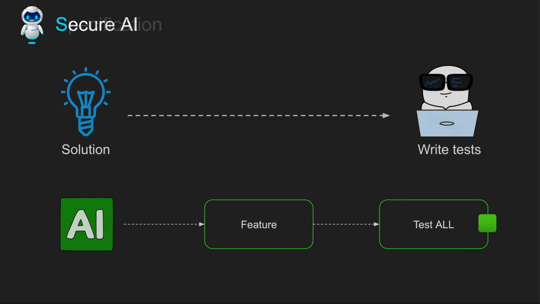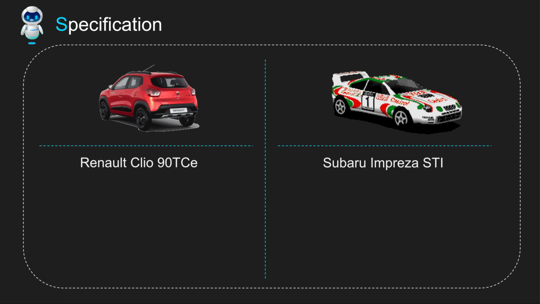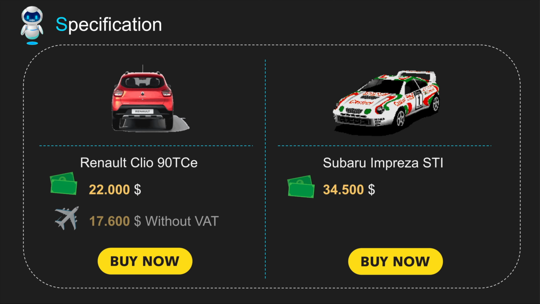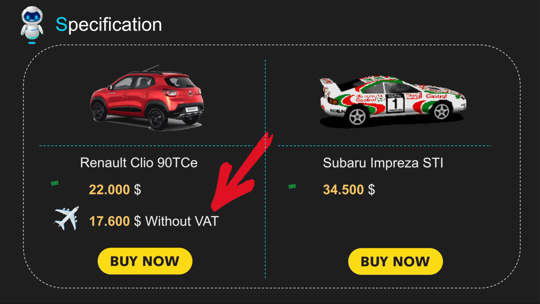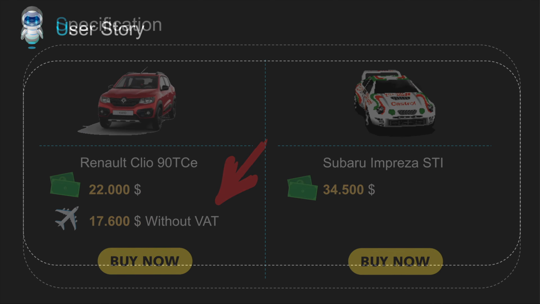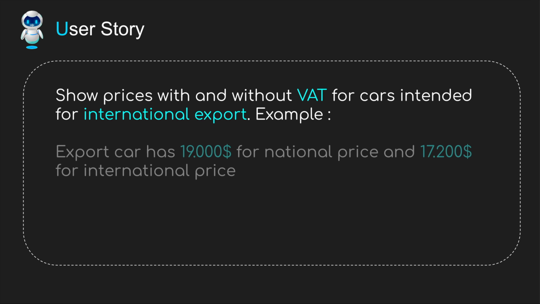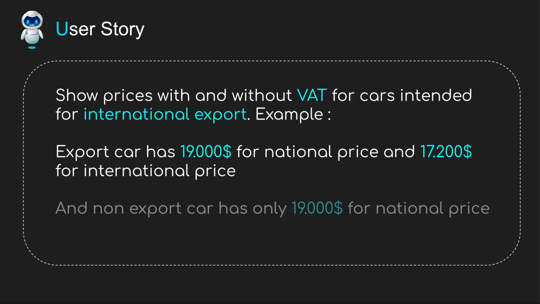Let's take a real-world scenario. Imagine we have an e-commerce website that sells cars. A client has requested a new feature. They want to see the export price without the value-added tax for international sales. So our user story is simple. As a consumer, I want to see car prices with and without the value-added tax when purchasing for international export.